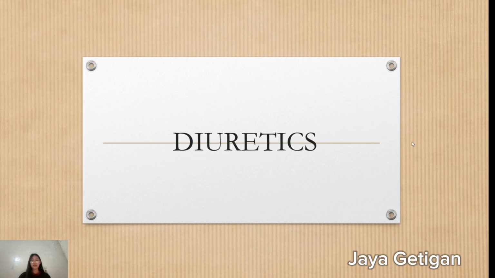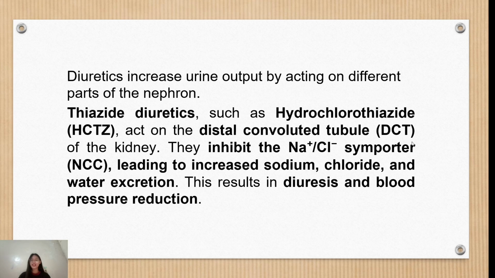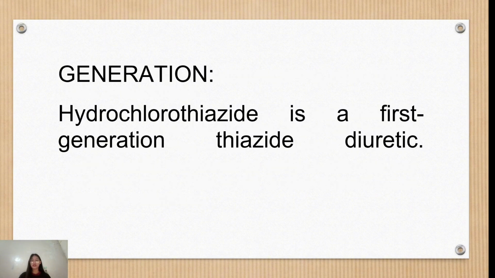Diuretics. Diuretics increase urine output by acting on different parts of the nephron. Thiazide diuretics, such as hydrochlorothiazide, act on the distal convoluted tubule of the kidney. They inhibit the sodium-chloride symporter, leading to increased sodium, chloride, and water excretion. This results in diuresis and blood pressure reduction.